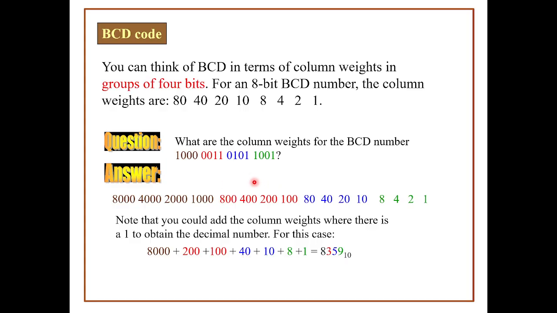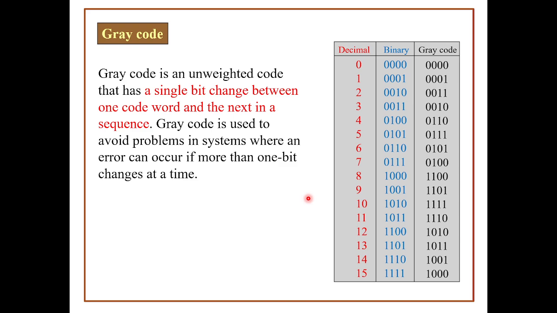0, 0, 0, 1, and 1. So 1 times 100, 100. 1 times 200, 200. 1, 0, 0, 0. So these three numbers become 0. You only have 8000. So 8000 plus 200 plus 100 plus 40 plus 10 plus 8 plus 1, the decimal is 8359. Okay, so this is how you split up the 8-bit BCD grouping numbers.